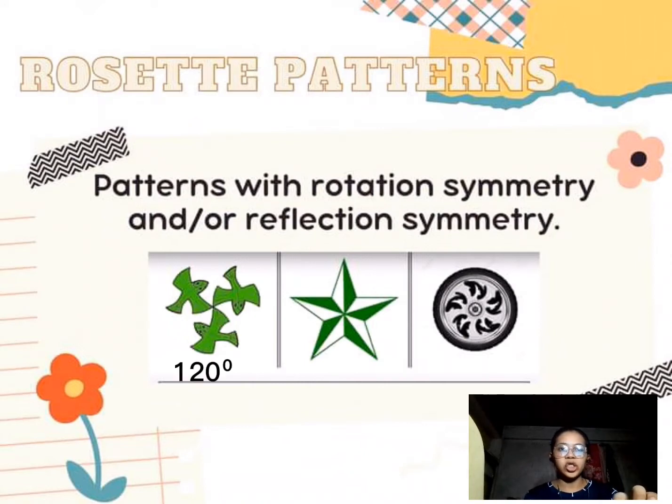This one has 120 degrees rotation symmetry. This one we have 1, 2, 3, 4, 5. That's 360 divided by 5, so that's 72 degrees. And this also has a rotation of 72 degrees. So meaning to say, they are all examples of rosette patterns.